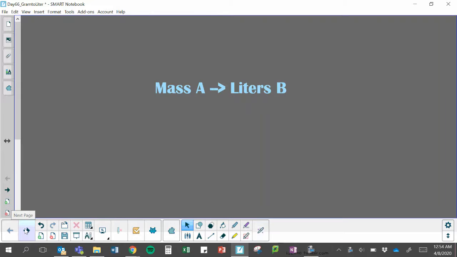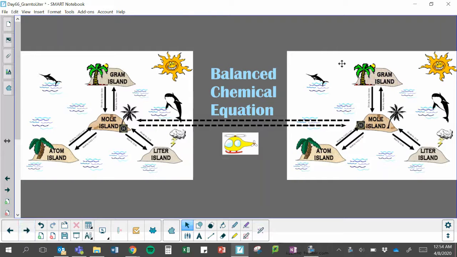Okay, so before I gave the example of using Mole Island, and remember that we have our liters there too, but before we can go from liters of one thing to anything else, we have to first convert liters into moles. And the same thing goes if we want our final answer in liters: we first have to go to moles of whatever we want before we can go to liters. This is a nice thing to refer back to.